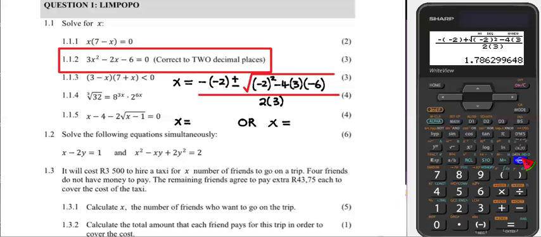Let's change that to 2 decimal places. So the first one will be 1.79. That's the first answer. For the second one, all we need to do is go back and change that positive to be a minus. So I'm going to backspace it, then put a negative, press the equal sign. There's the answer. So the other one is negative 1.11, 2 decimal places. Those are the 2 answers. We don't have a problem with this one. We good, right? Yeah, I'm good.